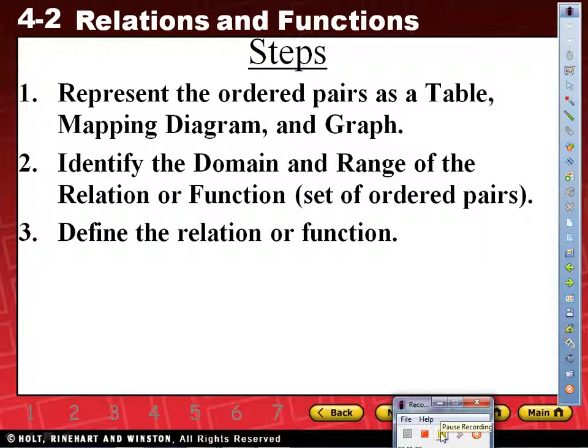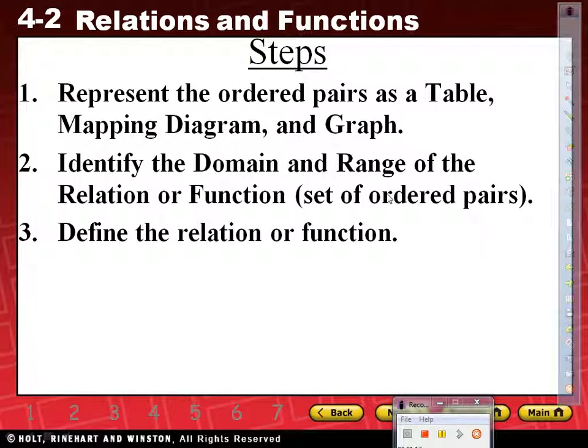All right, circle these keywords for each step. Step number 1, represent. Step number 2, identify. And step number 3, define. So pretty much step 1, we're gonna represent the order pairs in 3 different ways: table, mapping diagram, and graph. Step number 2, we're gonna identify the domain and range. So I want you to make sure that you understand what a domain and range are of the relation or function. And at the end, I want you to understand what's the difference between a relation and a function. Okay? All right, let's move on.